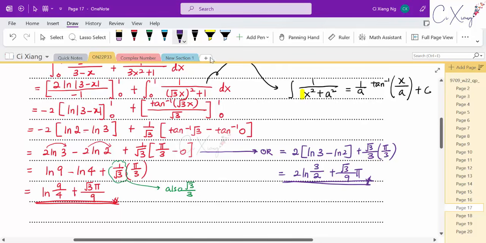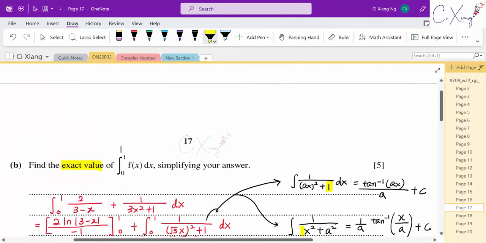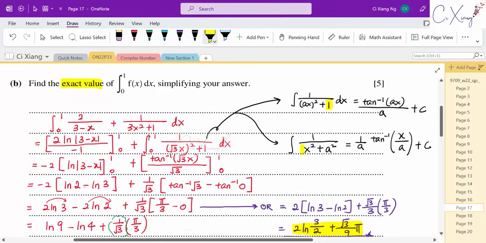But no matter how, both answers are in the exact form. So you can see that they are in the ln and also the pi form. So please don't change the answer to decimal places. You will lose 1 mark, as the question requests that we must have our answer in exact value.